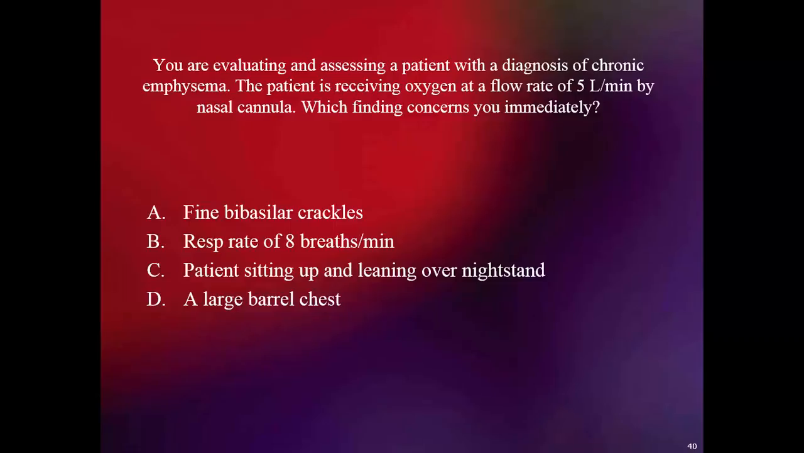All right, so you're evaluating and assessing a patient with a diagnosis of chronic emphysema. The patient is receiving oxygen at a flow rate of 5 liters per minute by nasal cannula. Which finding concerns you immediately? A, fine bibasilar crackles, which is just crackles on both sides of the base. B, respiratory rate of 8 breaths per minute. C, patient sitting up and leaning over the nightstand. D, a large barrel chest.